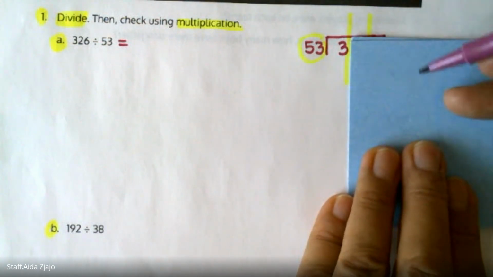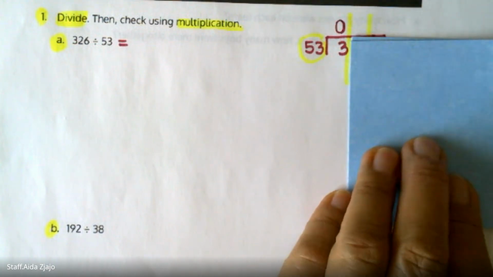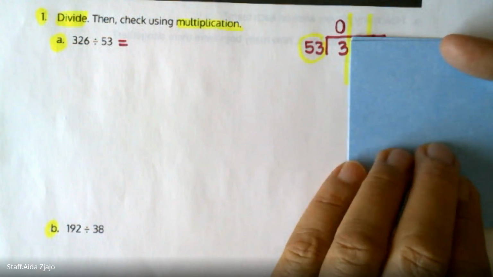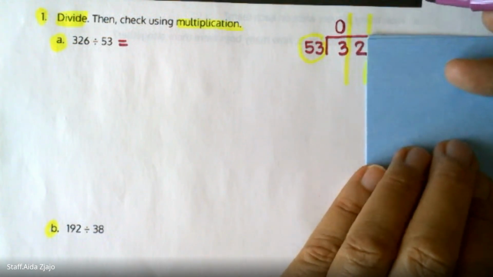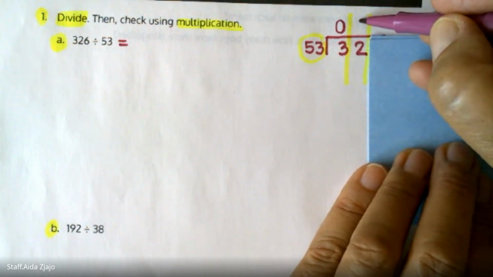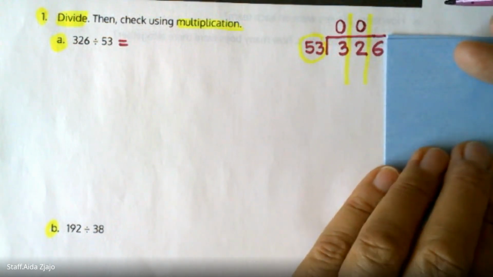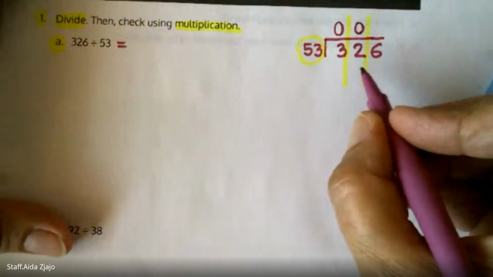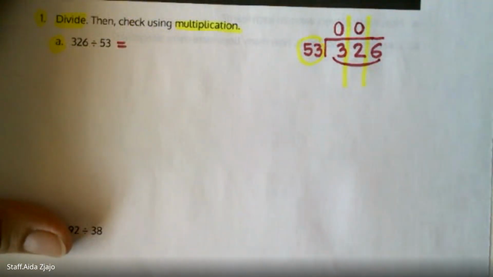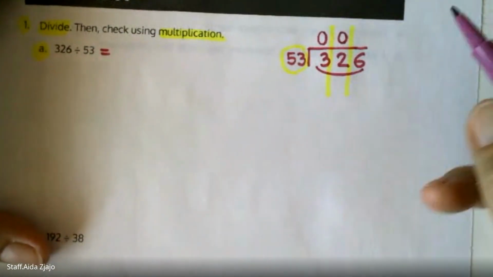So that's what I use, a paper on the side. I can't make any groups. I can make 0 groups if I have only 3. If I have 32, again, I cannot make any groups of 53. So I have to go all the way to 326, and I need to think how many groups of 53 are in this number.